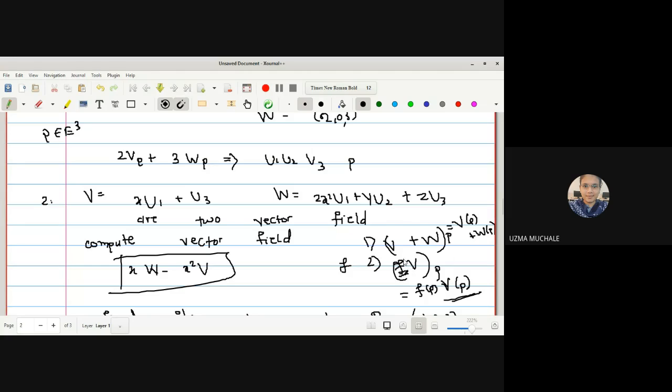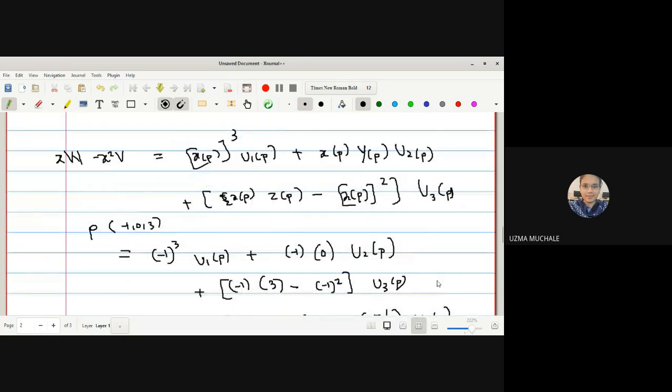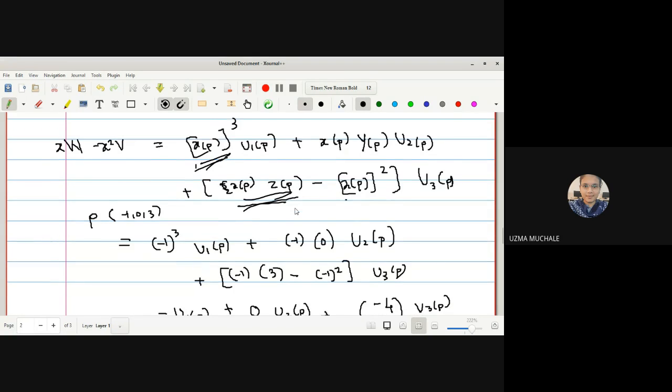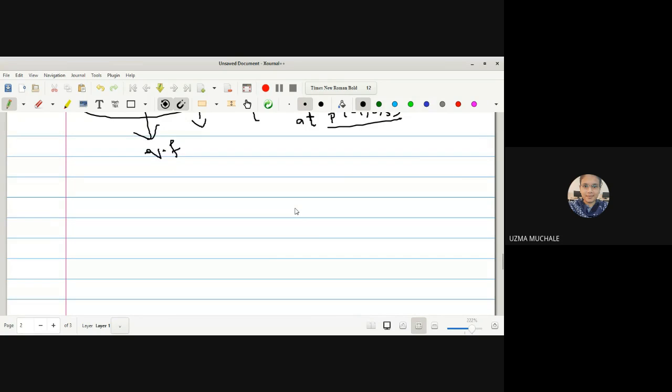This is a scalar, a real valued function. The value of a real valued function evaluated at a point P is f of P. Here also it is the same: the function x cube evaluated at a point P, the value of xz evaluated at a point P. Correct? So these are real valued functions evaluated at a point P. So with the help of vector addition and scalar multiplication, we can say that xW minus x square V is again a vector field, and the value of that at a point P is (-1, 0, -4).